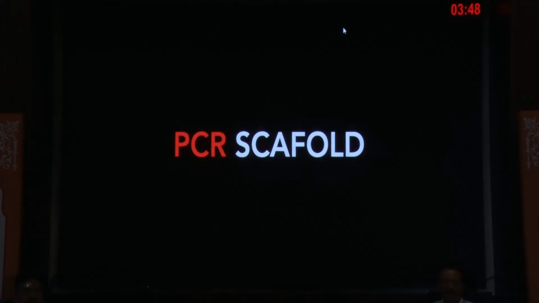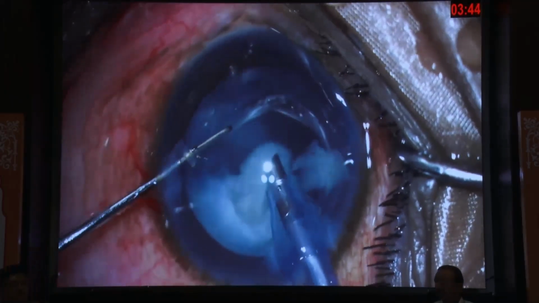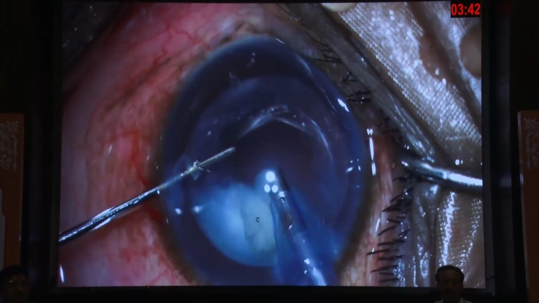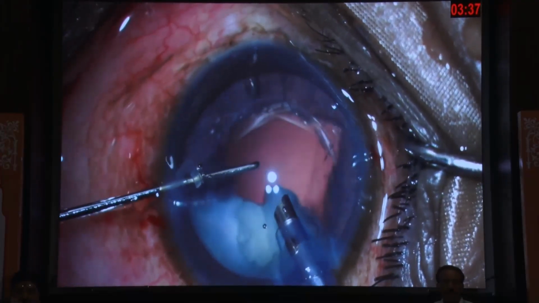So moving on to the other scenarios of what all you can use. In certain situations, we can use the IOL scaffold. You can see here, this is a mature cataract, a white, soft mature cataract. Everything was going on well, can you see? And then suddenly you see the PC opened.